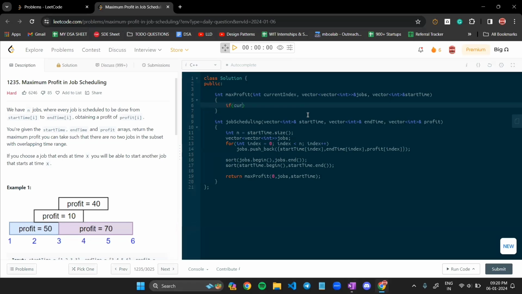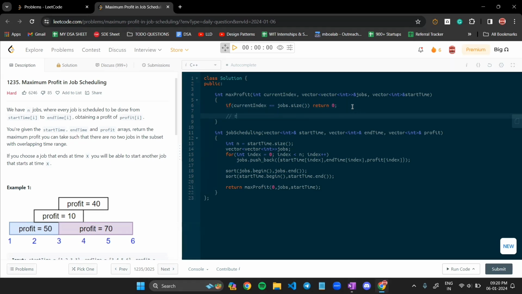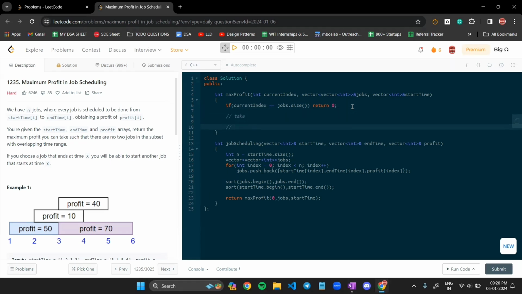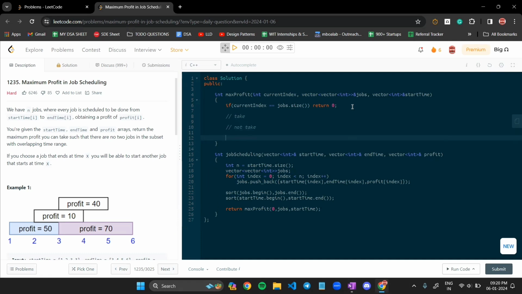So if current index becomes equal to jobs.size, then what are we going to return? We are going to return 0. Why? Because since we have completely exhausted the array, we don't have any more jobs left, so we are not going to make any profit. Now after that, we are going to make a take call and a not take call, and at last we are going to return the max of the take and the not take, right?